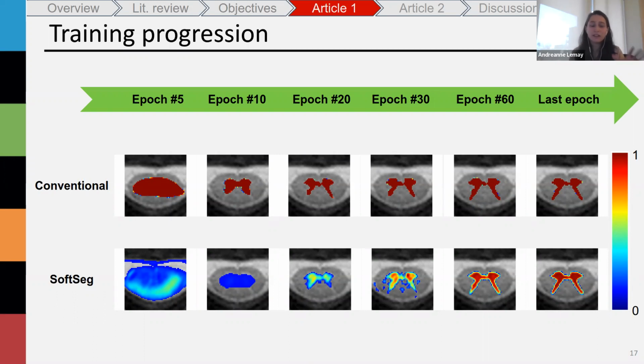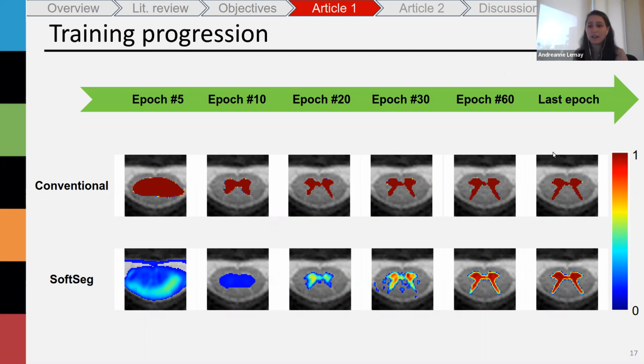But when we look at the counterpart, the SoftSeg model, we can see that already early on in the training progression, the outputs or the predictions are more ambivalent and they're closer to 0, which is normal because the output is still very coarse and it's still very early on in the training process. However, the more the model is trained, especially the SoftSeg model, the more it gains in confidence.